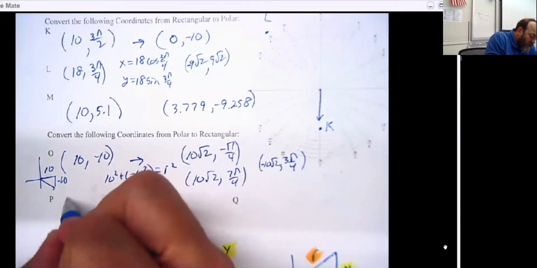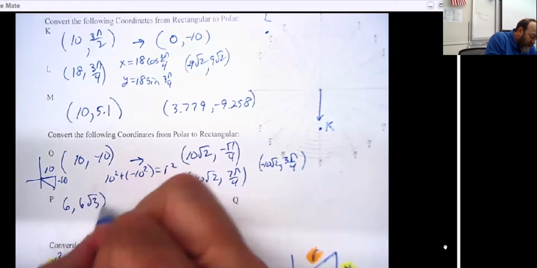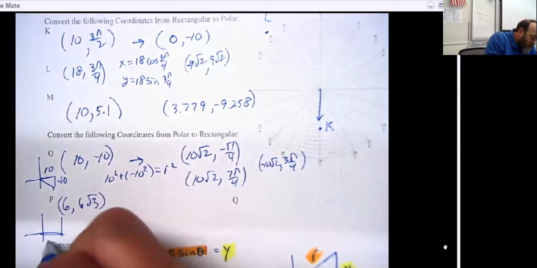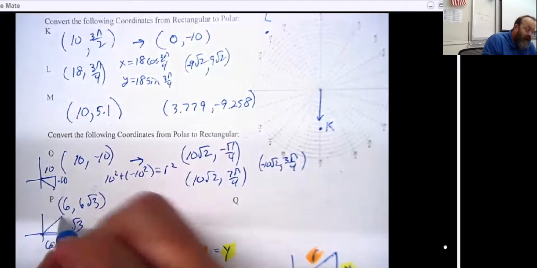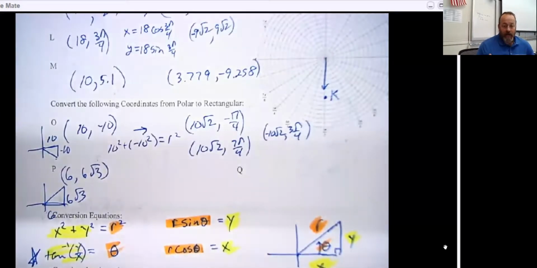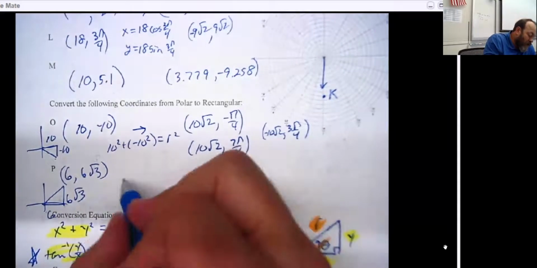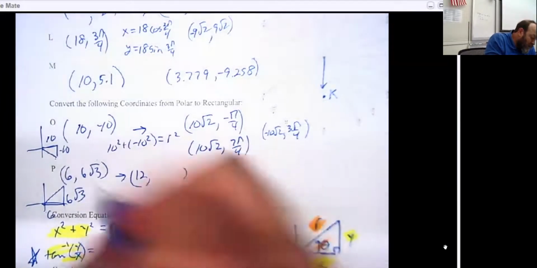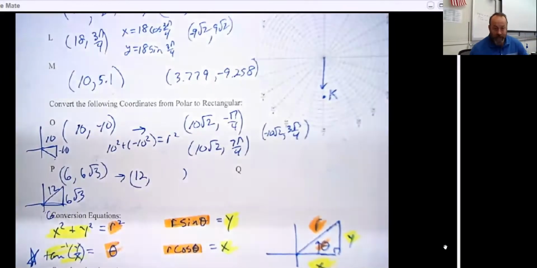Let's say we went over 6 and up 6 roots of 3. Again, if we go over 6 and up 6 roots of 3, I'm using one of those special right triangles that we have done before. Anytime you see that root 3, if you did the Pythagorean theorem, you would find that that is, in fact, 12. That's not a big deal.